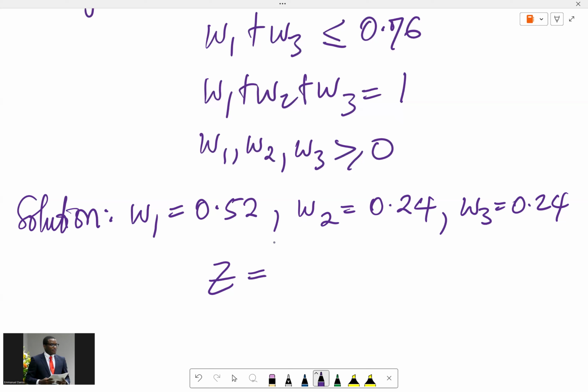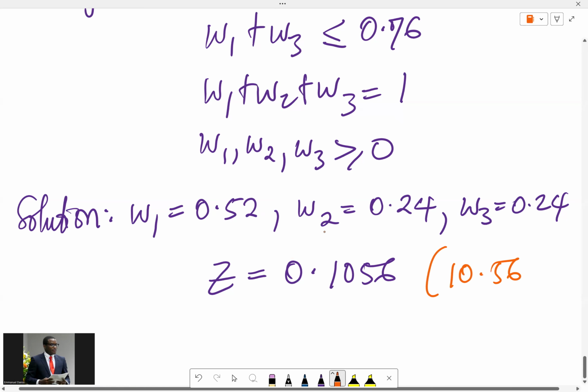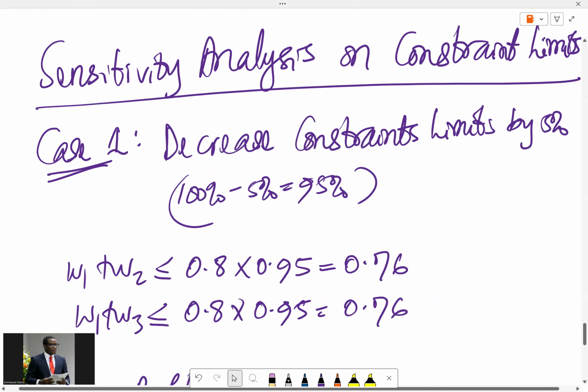so that the new Z is now 0.1056. That means we're talking about 10.56%. So you can see that the feasibility region has been shrunk. So in this case, you are only going to make 10.56% on your total portfolio instead of the 10.8% you had in the original problem. Okay. So if the feasibility region is shrunk, this is bound to happen. All right. So that's case one, when you decrease constraint limit by 5%.